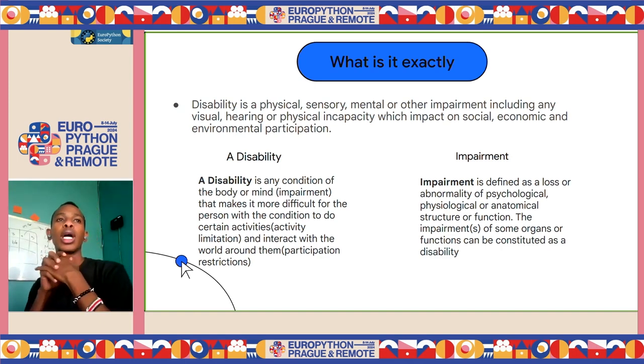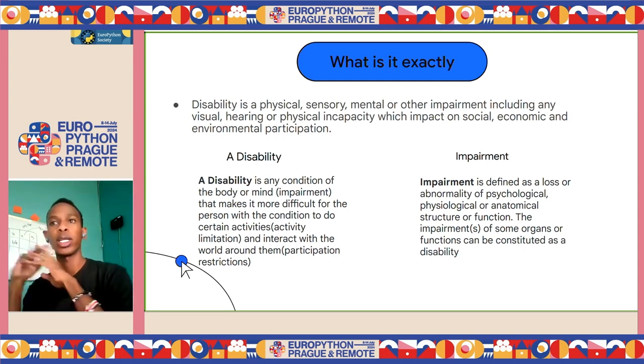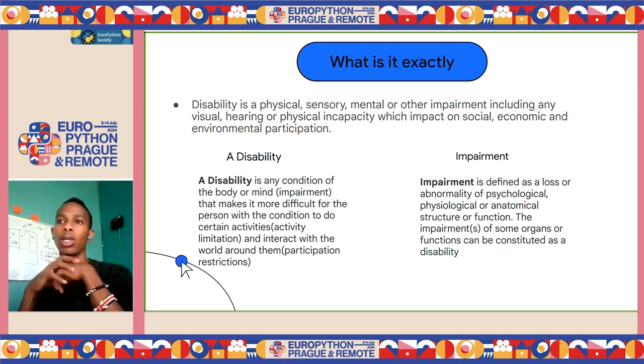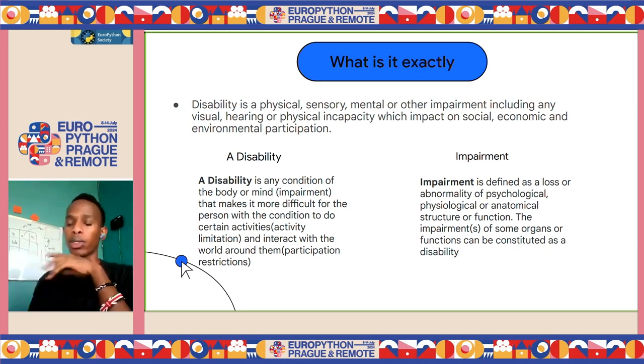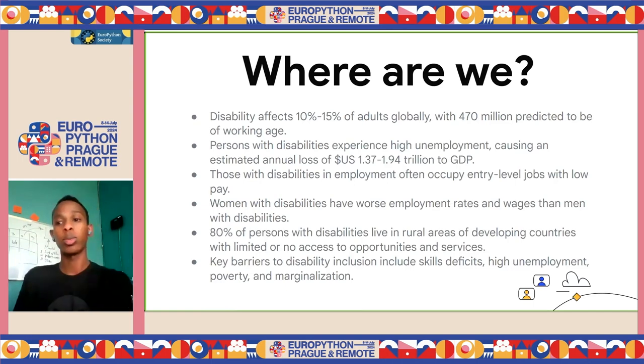The difference between a disability and an impairment is that a disability is any condition of the body and mind that makes it more difficult for the person with the condition to do certain activities. And an impairment is defined as a loss or abnormality of psychological, physiological, or anatomical structure or function. So that's not important though.